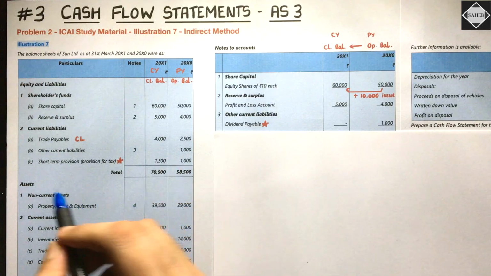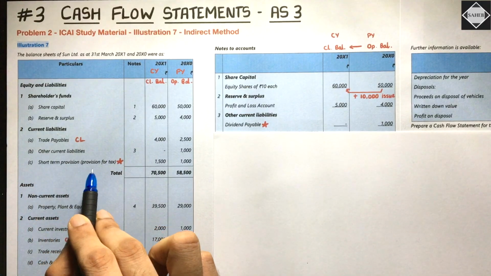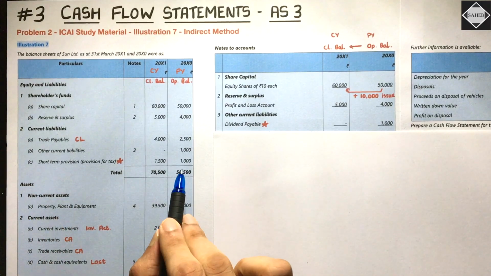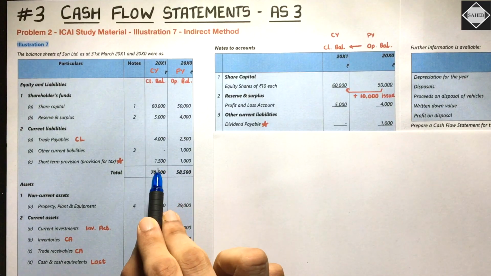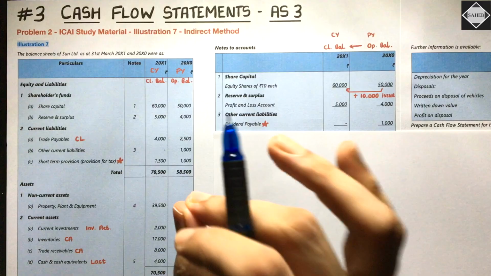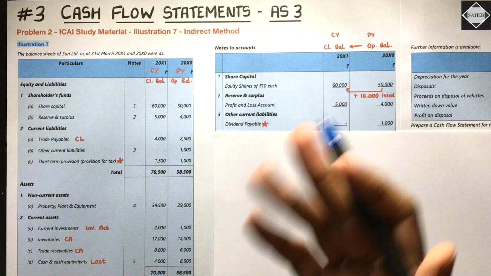Fine, moving on. Then we have the C point over here, short-term provision for tax. In the balance sheet we have provision for tax. Opening balance is 1,000 and closing balance is 1,500. So what does that mean? We have to open a ledger account. Always remember, dividend payable, provision for tax, always we open a ledger account. We'll see. Let's move on.